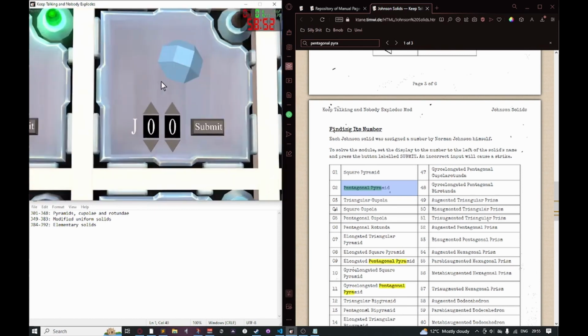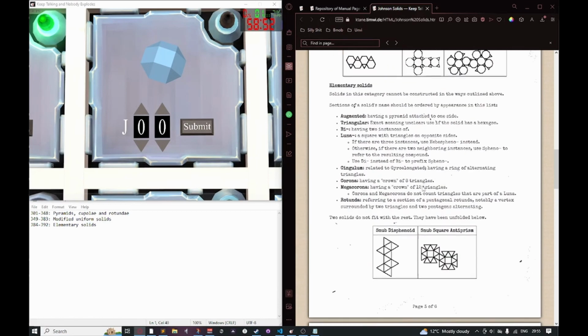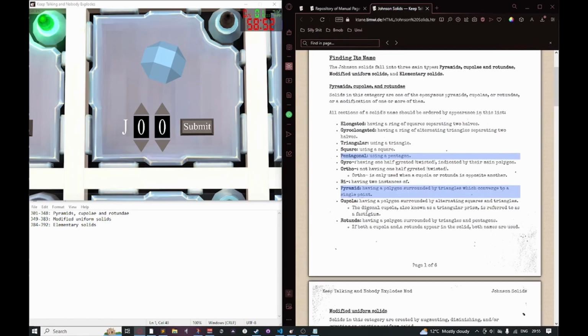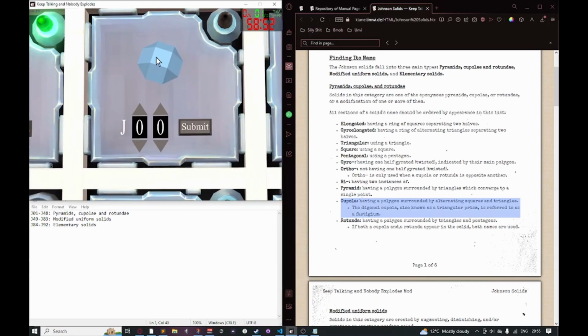This will introduce 2 new concepts. So this will introduce the cupola. So here we see a cupola has a polygon surrounded by alternating squares and triangles. Looking at it from this angle, we see a real square. It's surrounded by alternating squares and triangles. There's square, triangle, square, triangle, square, triangle, square, triangle.